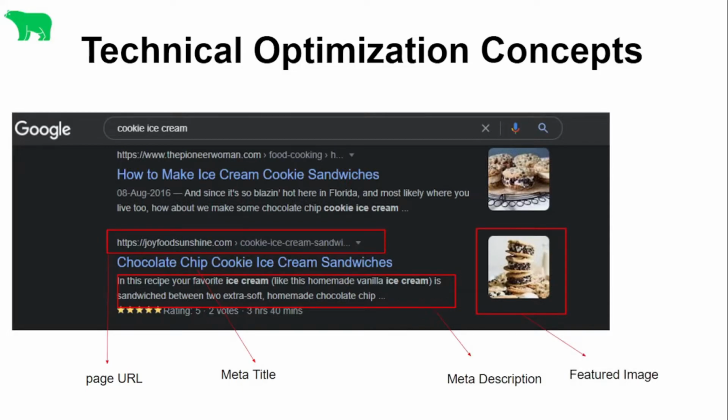Now, these four important elements give the user an idea of what the content is all about, so that they can go ahead and click and start reading or consuming your content. Now, the meta title, page URL, meta description and featured image, plus some others, make up the technical optimization.